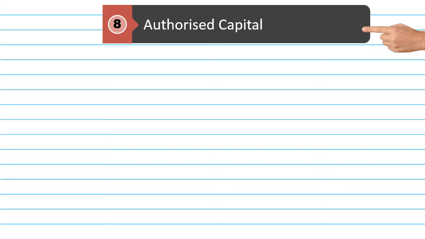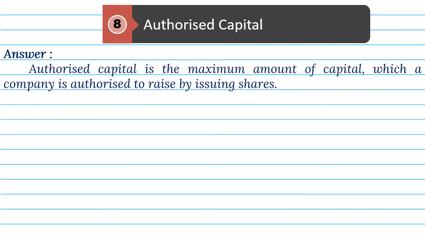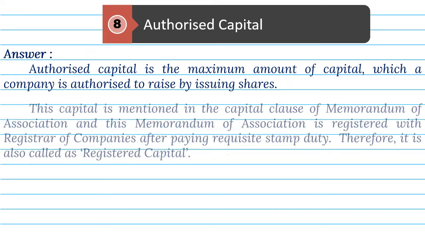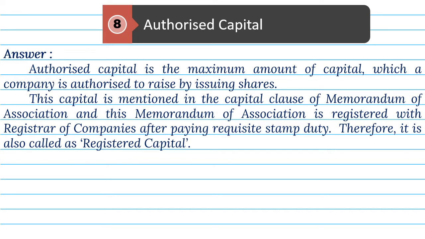8. Authorized capital. Answer. Authorized capital is the maximum amount of capital which a company is authorized to raise by issuing shares. This capital is mentioned in the capital clause of Memorandum of Association, and this Memorandum of Association is registered with Registrar of Companies after paying requisite stamp duty. Therefore, it is also called as registered capital.